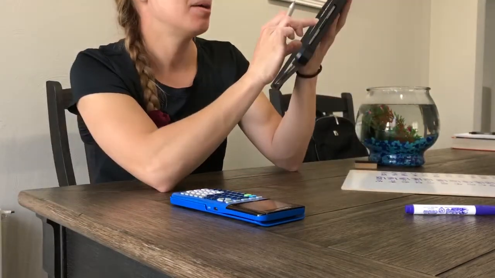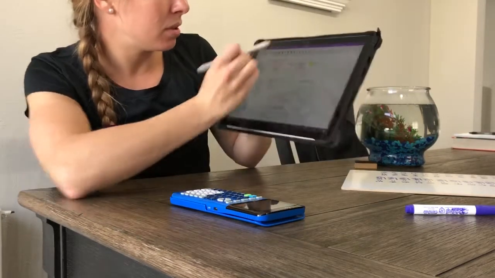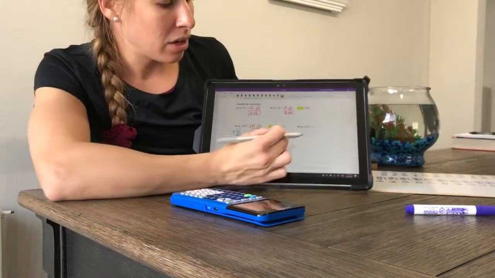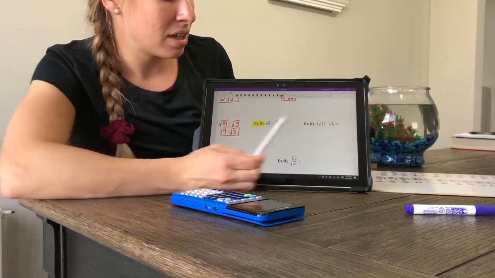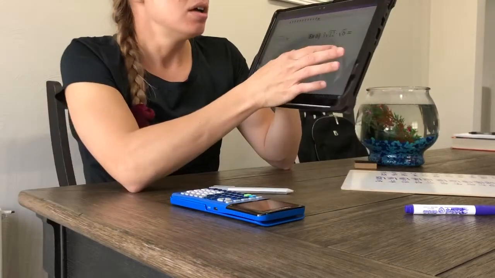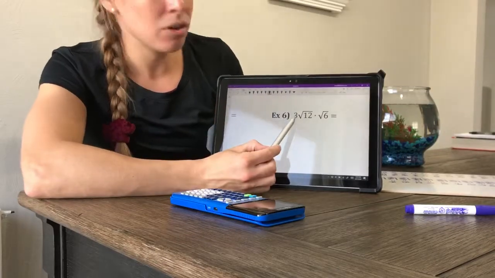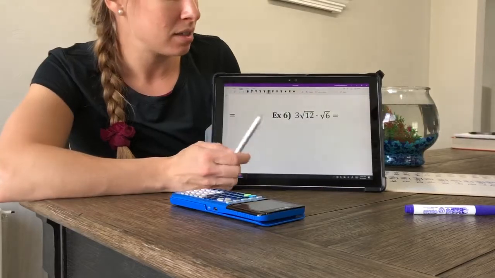Okay, I'm going to do example 6 with you and have you do 5 on your own. Okay, I know we haven't done one like 5 yet, but 6 is similar, but it has that extra step there, so I'm going to do 6, and then you're doing 5 on your own. So 6, we've got a regular old 3 times the square root of 12 times the square root of 6.